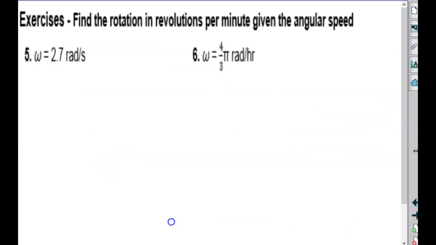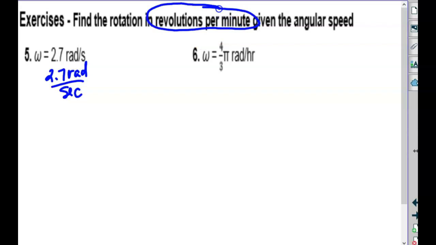Okay. All right, find the rotations in revolutions per minute. They do some weird stuff here. This is 2.7 radians per second. We want to change that to revolutions per minute for some weird reason. So how do I get rid of radians? Radians needs to go on the bottom, and I want what?